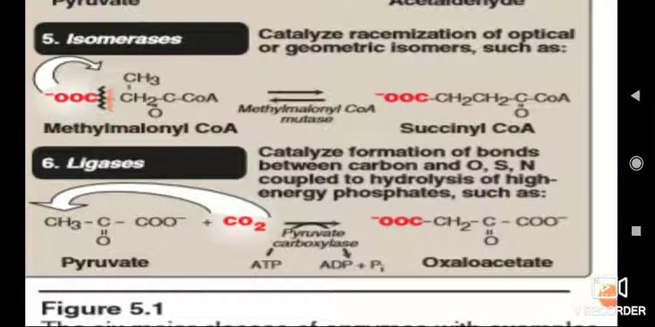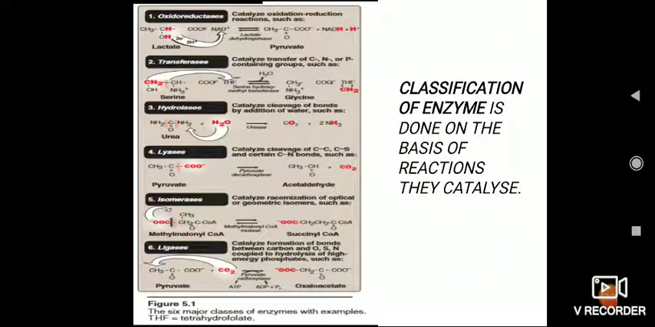Ligases catalyze formation of bonds between carbon and oxygen, sulfur, or nitrogen, coupled to hydrolysis of high energy phosphates, such as shown in the example. The pyruvate is converted into oxaloacetate in the presence of pyruvate carboxylase enzyme, and there is conversion of ATP into ADP. So ligases require ATP for their action, and what they do is ligate, meaning they add. So this 3 carbon pyruvate is converted into 4 carbon oxaloacetate by the action of the ligase enzyme. This was the classification summary of enzymes.